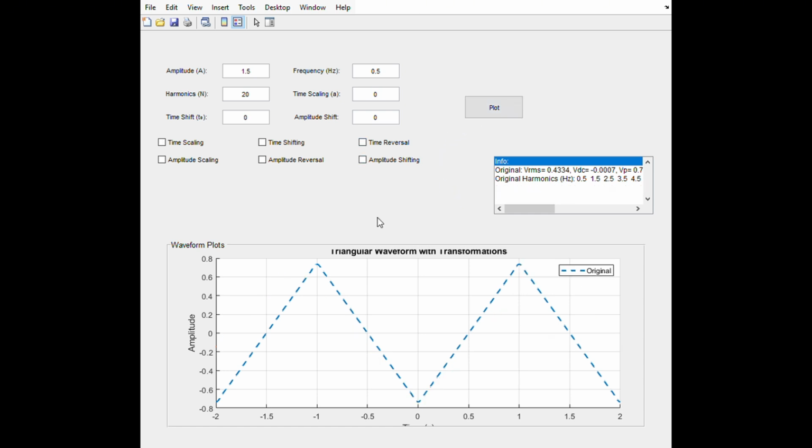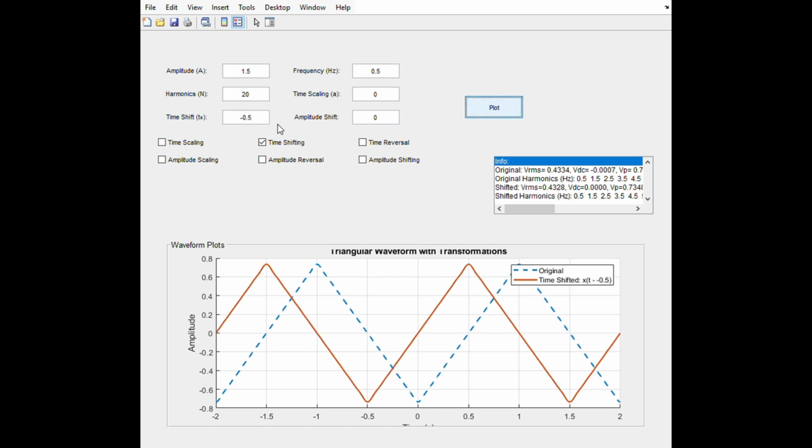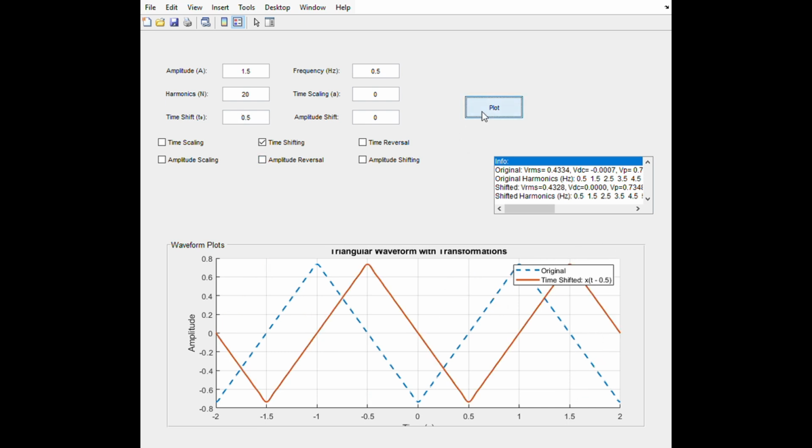Third is time shifting. This moves the waveform left or right along the time axis. In the GUI, we can input a value to delay or advance the waveform, helping us understand signal alignment or synchronization in systems.